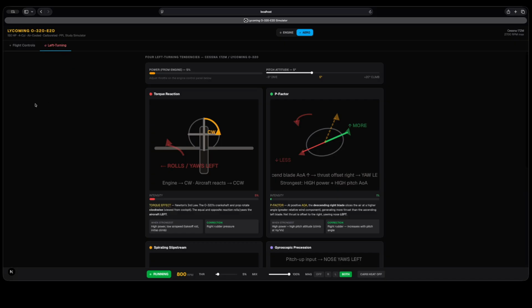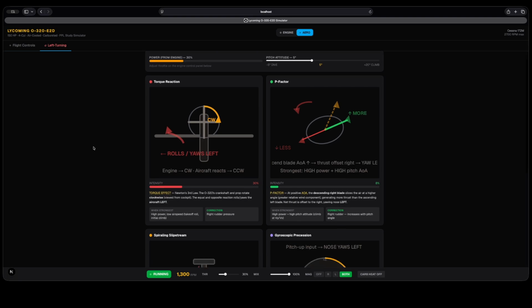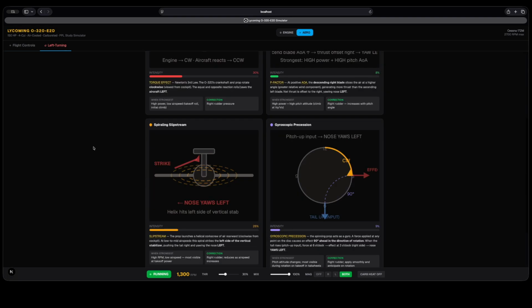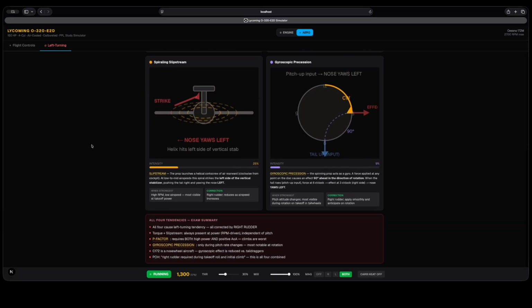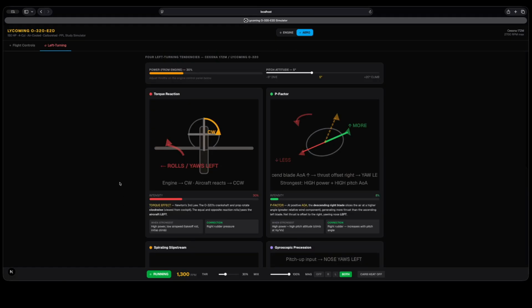And continuing on to the left turning forces, this does come up, and set some power here so we can see it better. So the things to know about left turning forces are that there are, in fact, 4 of them that basically drive a left turning effect on the plane, and as stated here, you can correct all of them with the right rudder. But I think it's important to understand what each of them are and how they affect the performance of the aircraft.